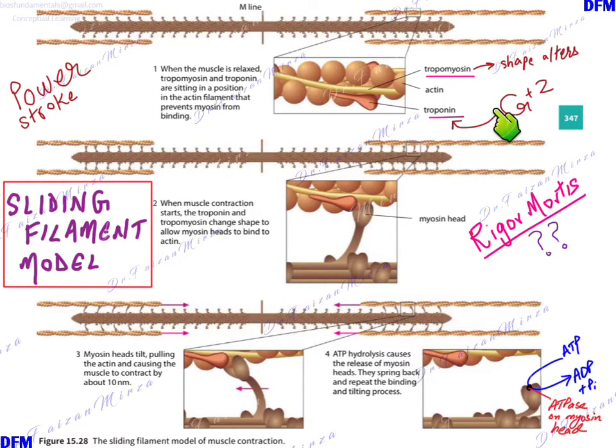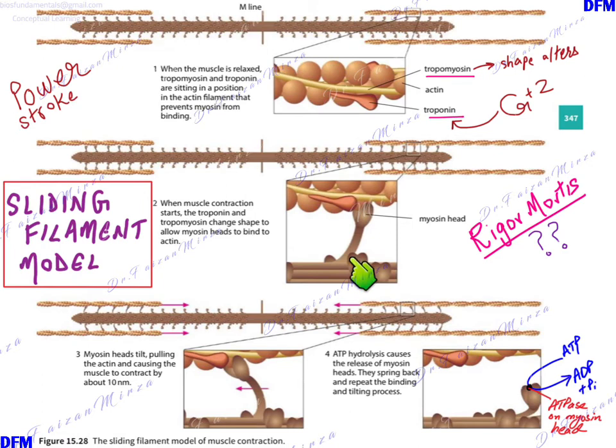Now, what happens? You allow calcium to be released from the sarcoplasmic reticulum. When calcium releases from the sarcoplasmic reticulum, it binds to troponin, and the attachment of troponin and calcium triggers the tropomyosin to alter shape. When tropomyosin alters shape, actin gets exposed, and as the actin gets exposed, the binding site of myosin head on the actin gets exposed.